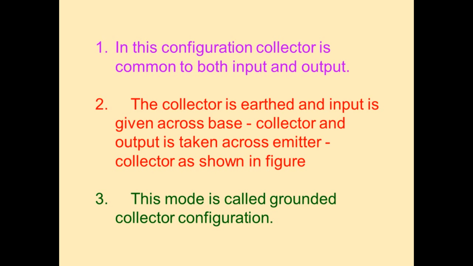In the case of a transistor, IE equal to IB plus IC. IE means emitter current, IB means base current, IC means collector current. So the emitter current is the sum of base current and collector current.